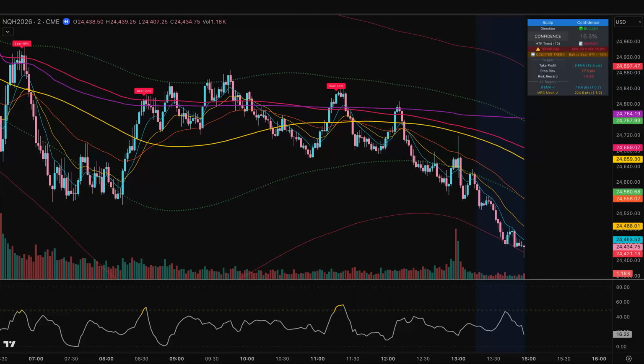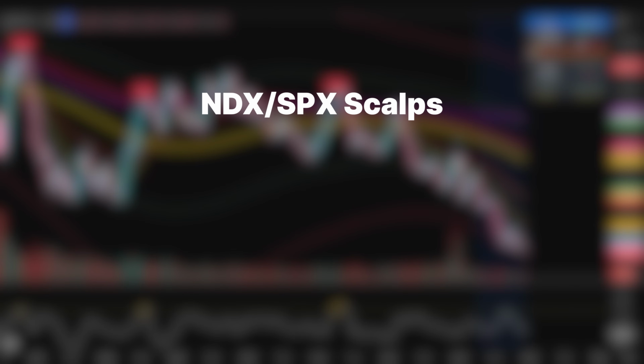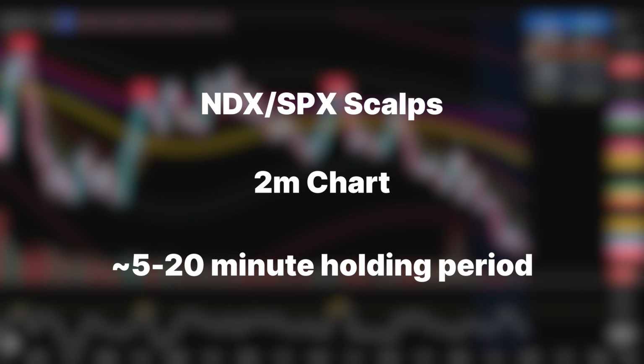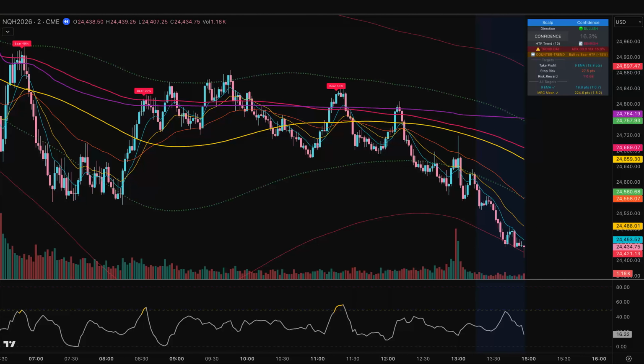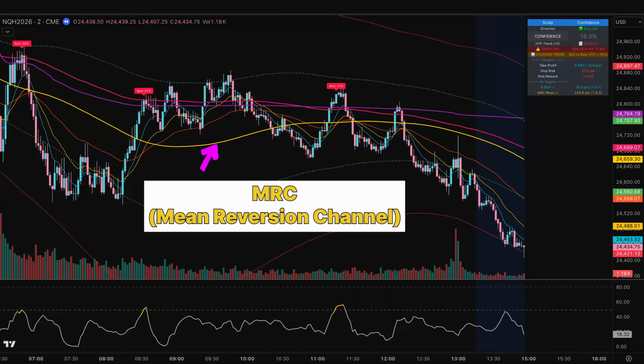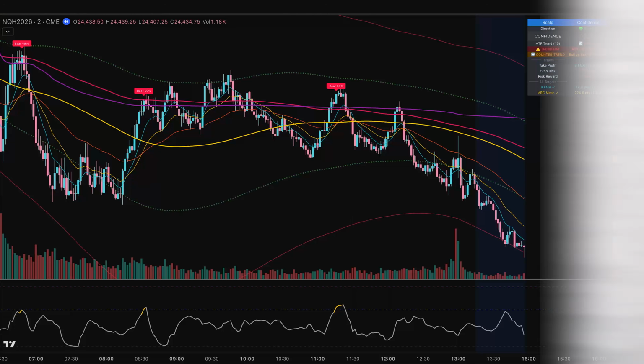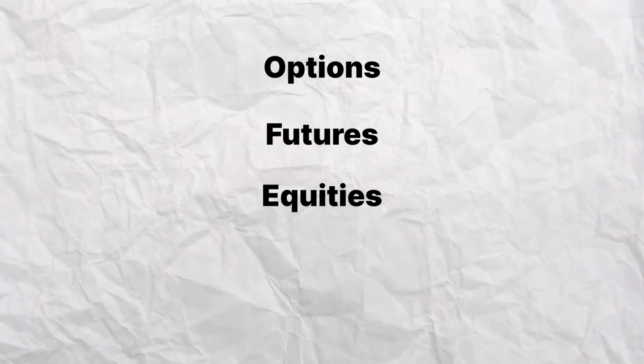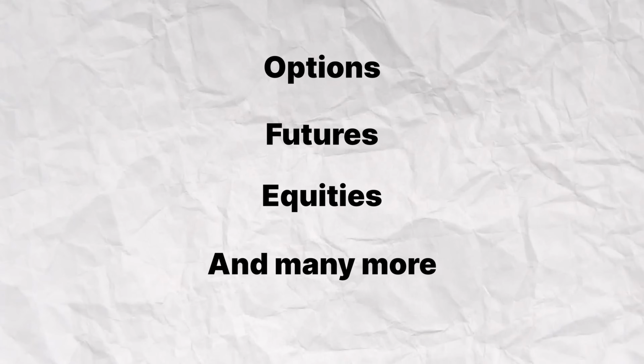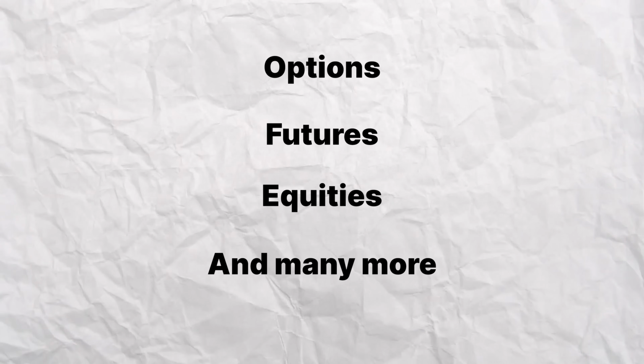This indicator was originally designed for intraday NDX and SPX scalps on a 2-minute chart for an average of 5 to 20-minute holding period. It triggers when price action is likely to revert back to either the 9 or the 20 EMA, VWAP, or the MRC, which stands for mean reversion channel. It's an ideal indicator for anyone who's scalping options, futures, or equities on indexes. But it can also be used on many charts as well, which we'll get into later in the video.